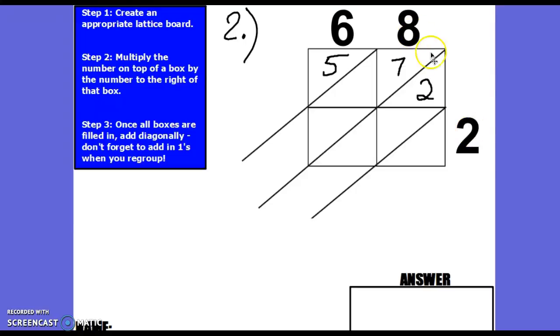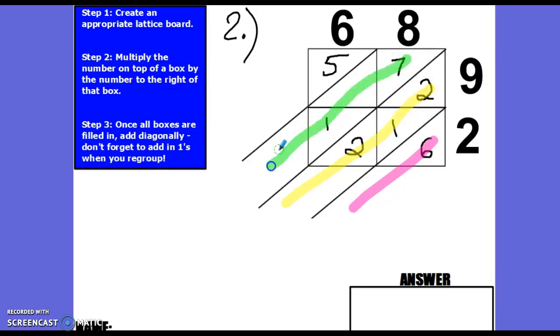And now they're ready to multiply 8 times 2, which is 16, and 6 times 2, which is 12, placing them in the correct boxes. I'm totally done with all of the outside numbers, but just so we have a reference, it was 68 times 92. I'm ready for step 3. First, I highlight. Here's my ones, my tens, my hundreds, and my thousands.